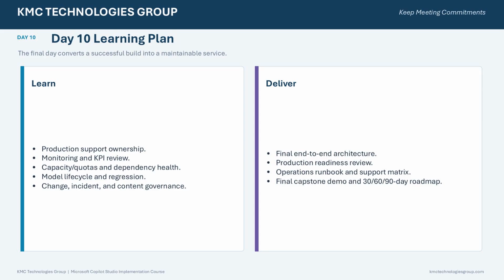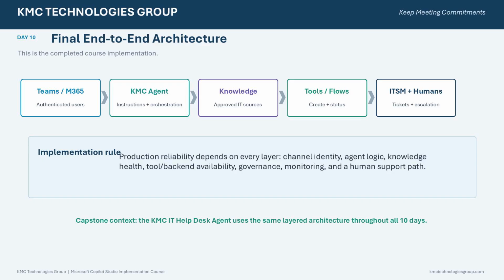Today, we bring together everything from the course. We'll define production support ownership. We'll establish operational KPIs and monitoring. We'll review capacity, quotas, connectors, and back-end dependencies. We'll introduce model lifecycle management. And we'll create processes for incidents, knowledge changes, and ongoing governance. Our final deliverables are the production architecture, readiness review, support matrix, operations runbook, final capstone demonstration, and a 30, 60, and 90-day improvement roadmap.